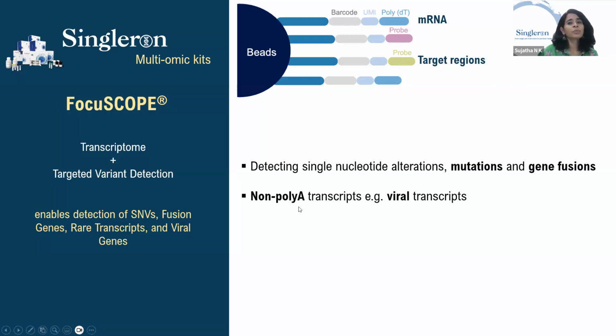We're also able to do non-poly A transcripts, for example, viral transcripts. Not all transcripts may have the poly A tail, and for example, viral transcripts don't have this. So if you're interested in viral infection in cells, you will not be able to capture it with standard mRNA capture, which uses poly-dT, but we're able to do that with this particular kit.